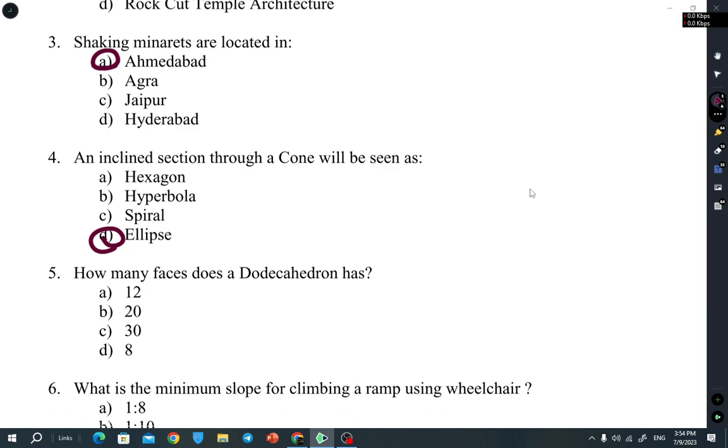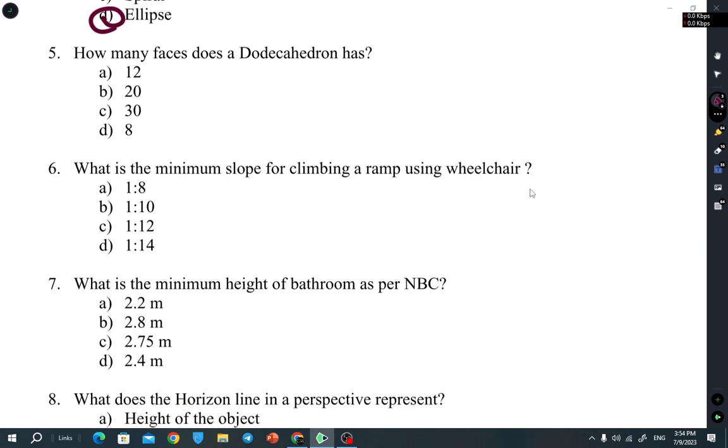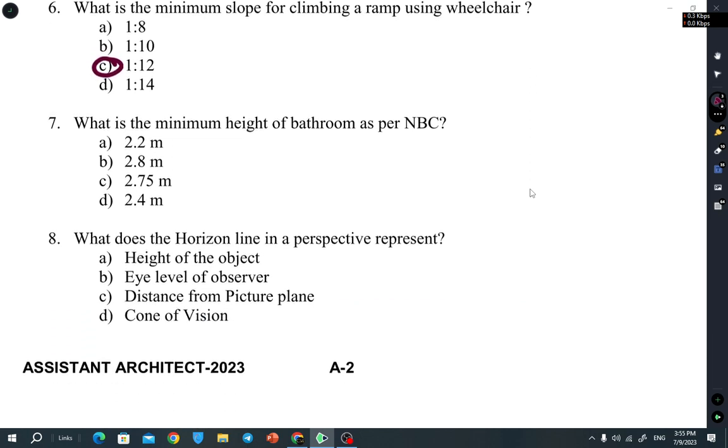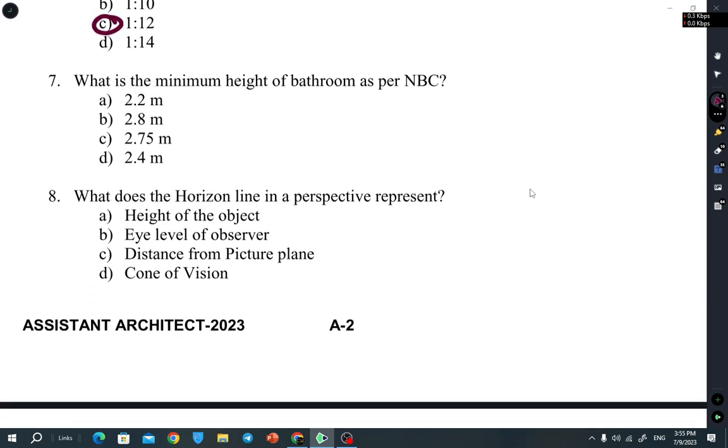How many faces does a dodecahedron have? Option A. What is the minimum slope for climbing a ramp using wheelchair? Option C. What is the minimum height of bathroom as per NBC? Option A.